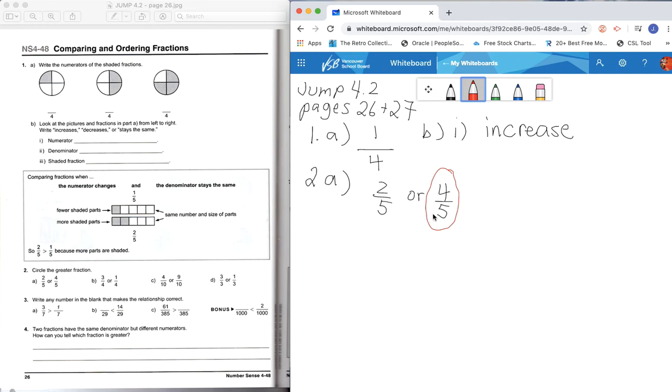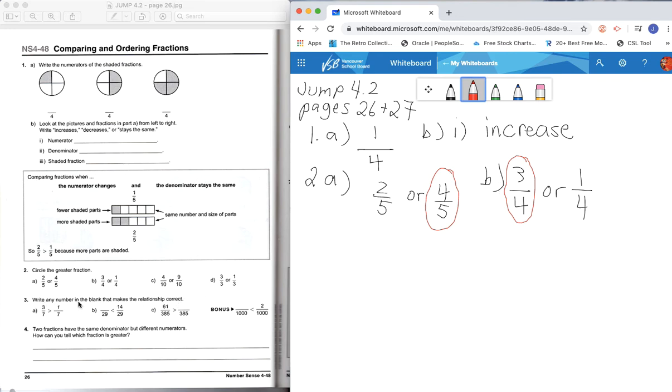So because the denominators of the two fractions are the same, you can just look at the top numbers and whichever one's bigger, you circle. All right, let's do B together. 3/4 or 1/4. So denominators are the same. So let's look at the top numbers. 3 or 1. Which one's bigger? Clearly 3. So 3/4. You're going to circle that. Okay, do C and D yourself.